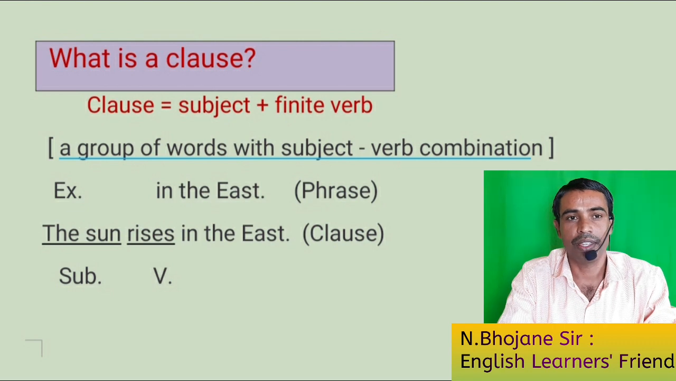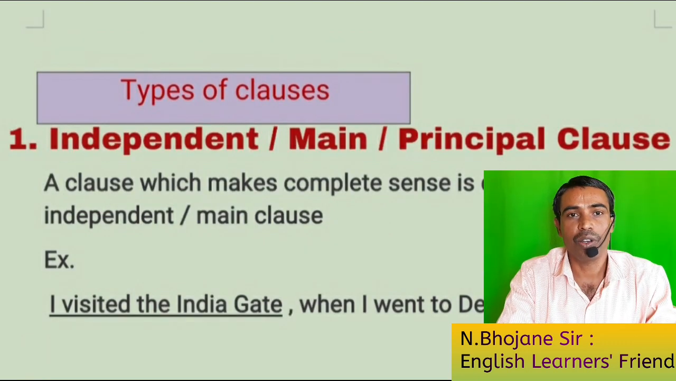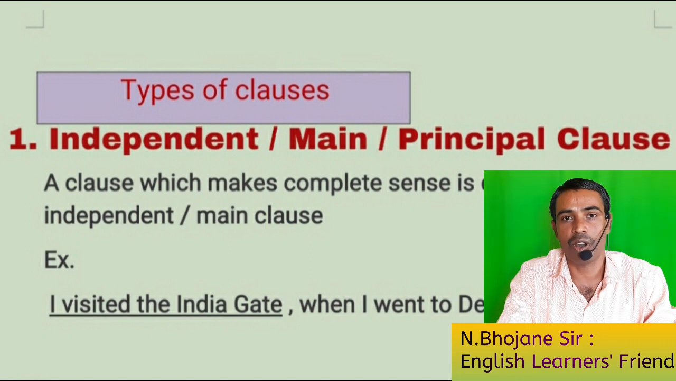For example, in the east is a phrase. The sun rises in the east is a clause. The sun is subject and rises is finite verb. So, in a clause, there should be subject and finite verb. There may be a phrase or may not be a phrase, but there should be subject and finite verb. Types of clauses. There are two types of clauses: independent clause and dependent clause.